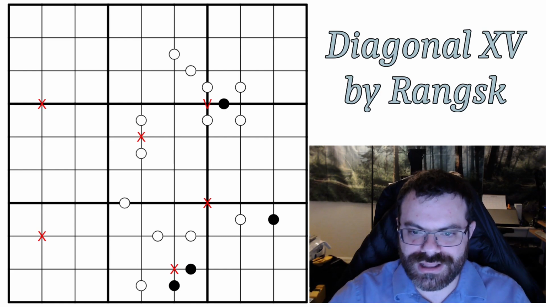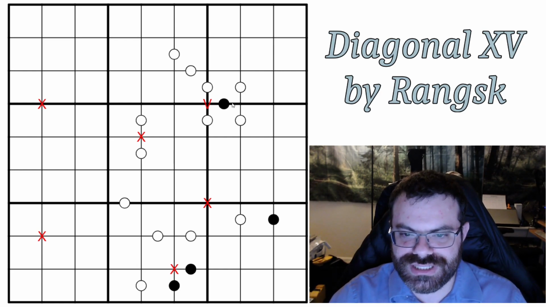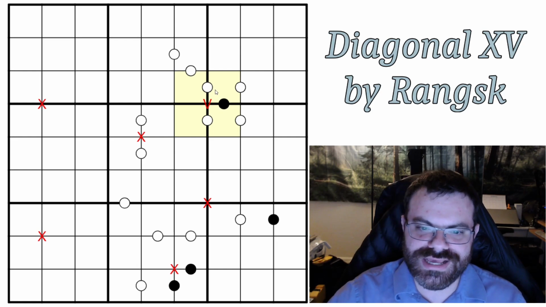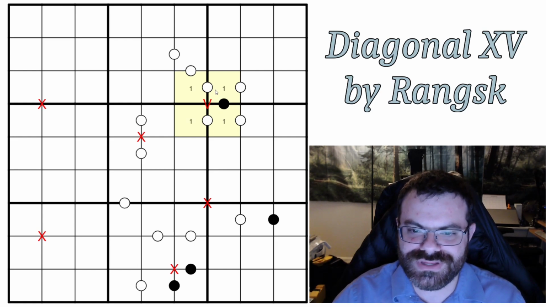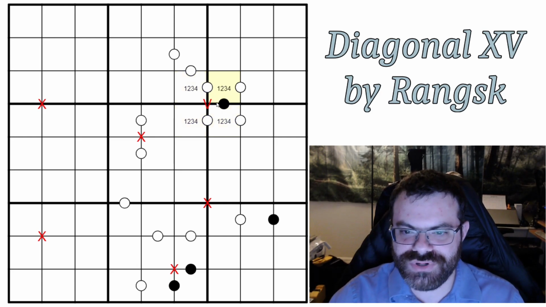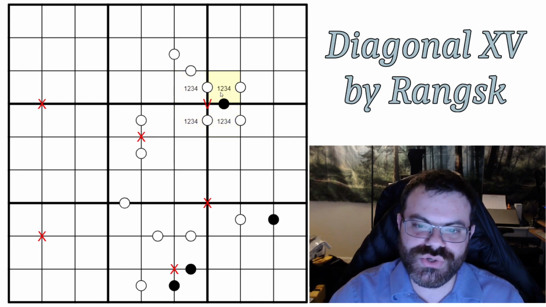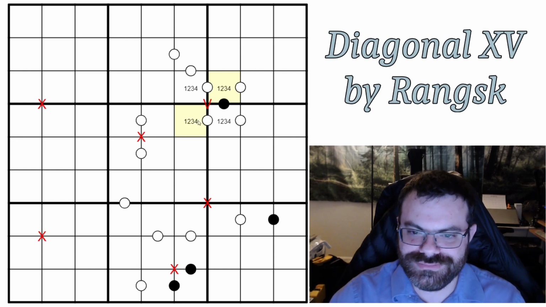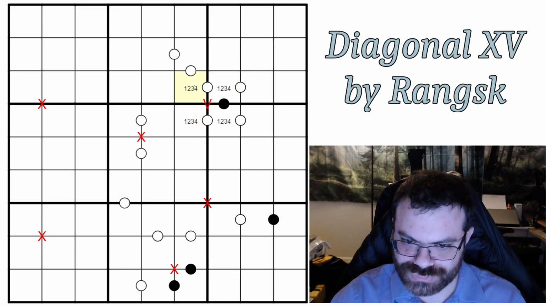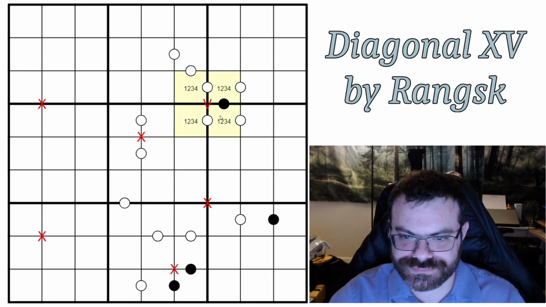So I think the best place to get started is to first examine this cluster of dots and the V here. If you've ever done an XV before, it should be immediately obvious that on the V, we're limited to 1, 2, 3, 4. Because if we put 5 or more in a cell, there's no way it's going to add to 5. Because you can't put a 0 in the cell or a -1, right? So 1, 2, 3, 4 is here.